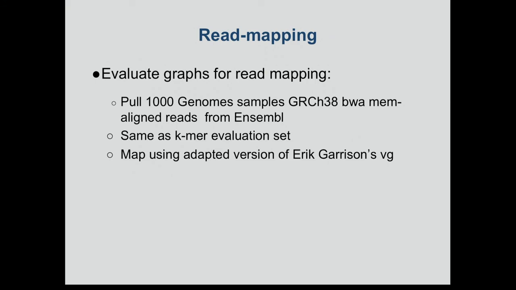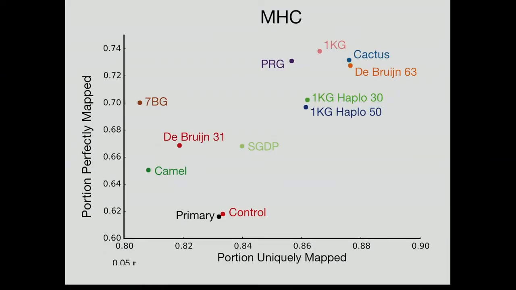took a bunch of 1,000 Genomes reads that were BWA-MEM aligned. So they already had a canonical alignment to the reference genome, GRCh38. And we tried to map those to our graph using an algorithm that I won't go into the details of, but it's Erik Garrison's VG algorithm, which is smart enough to map to a graph instead of having to map to a linear sequence, which is all I'm going to say about it.